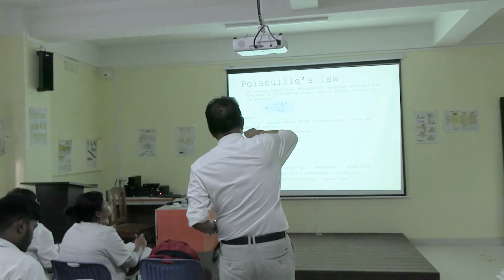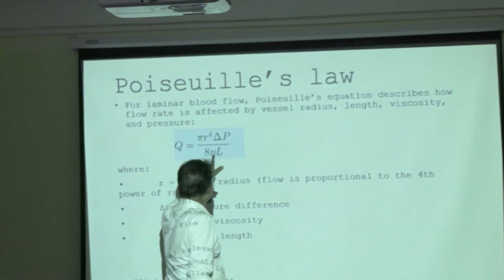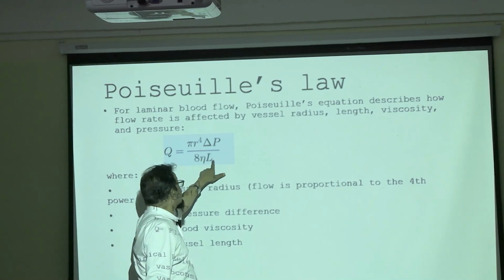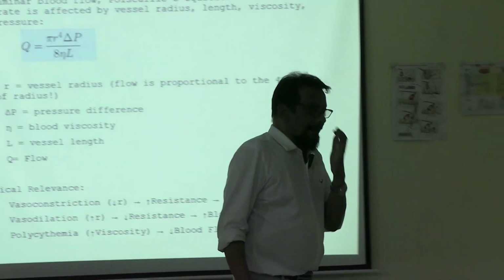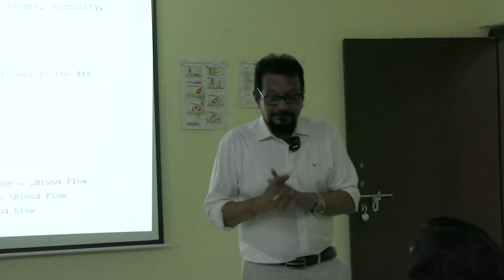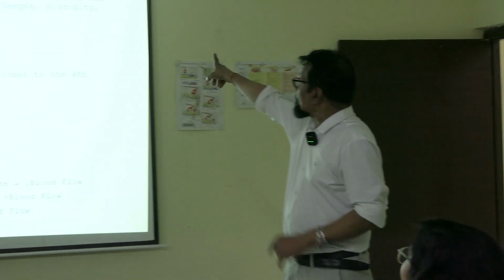And what is this part? This is what? Viscosity. And this is the length of the vessel. So this is the relation. So what are the factors here affecting Poiseuille's law?